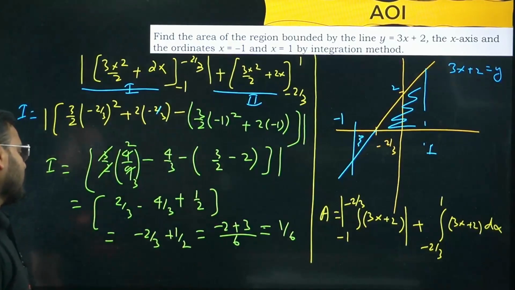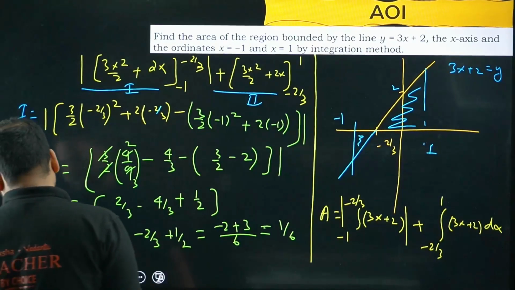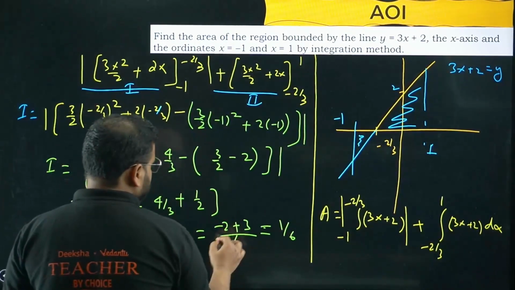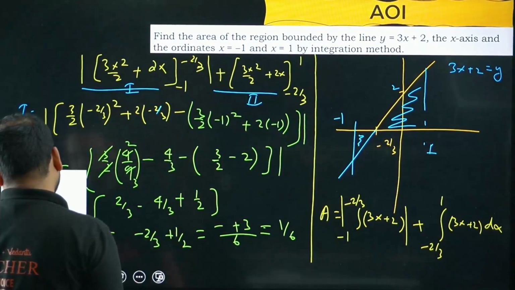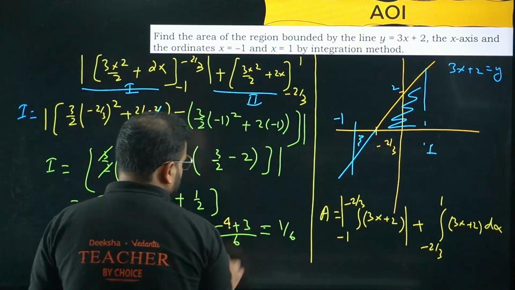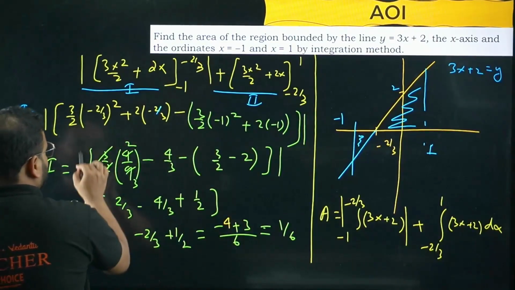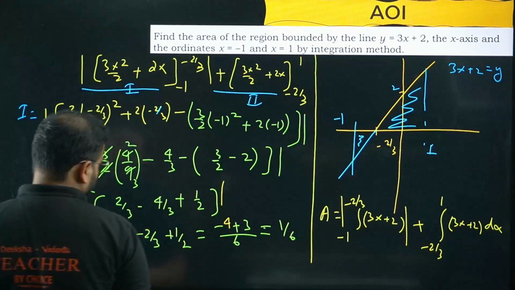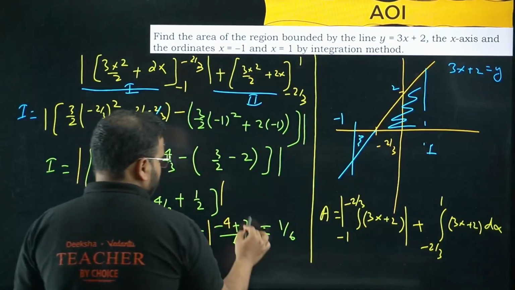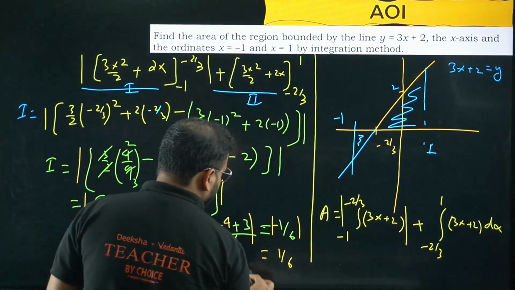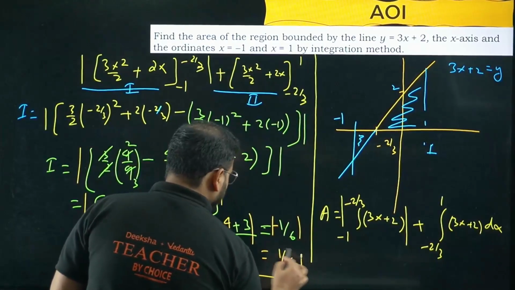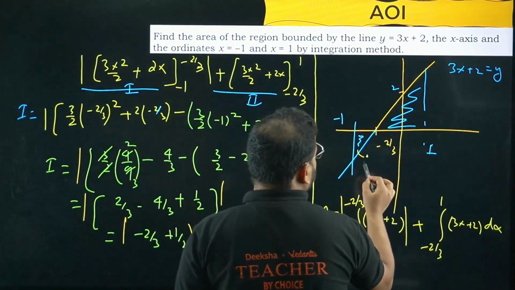Sorry, excuse me, minus 4 plus 3, no? Minus 4 plus 3 over 6, right? So minus 4 plus 3 will be minus 1 by 6. Yes, there's a mod, of course. There's a mod over here, so you'll get this as 1 by 6. This is for the area of part 1. This part is your part 1.